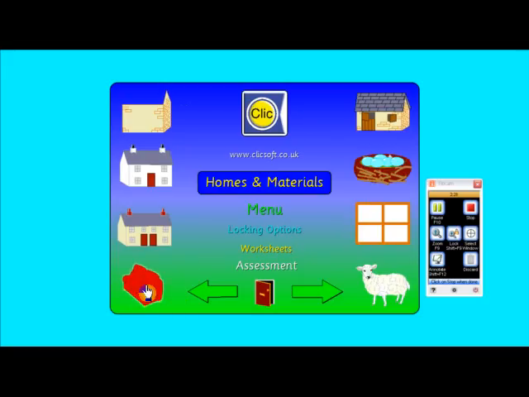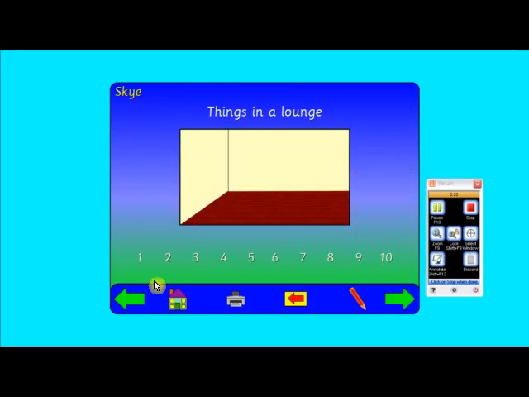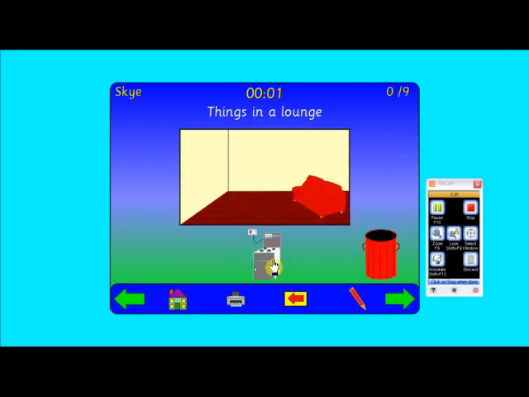Actually, we'll take another 3. We'll take that one. Things in a lounge. And we'll do that, which means cooker. All the others have got to be done. Things that are in a lounge go in the lounge. Things that are not in the lounge, we bin.